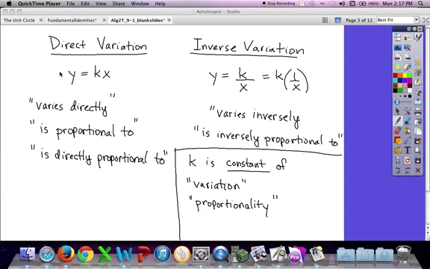times x. Okay, it's direct because since y and x are both in the numerator, if you double x, it'll double y. If you cut x in half, it'll cut y in half. Basically, if one gets bigger, the other gets bigger. If one gets smaller, the other gets smaller. They vary directly. That's what is called direct variation.